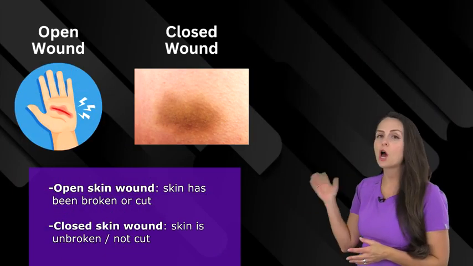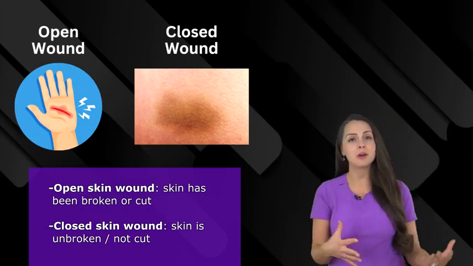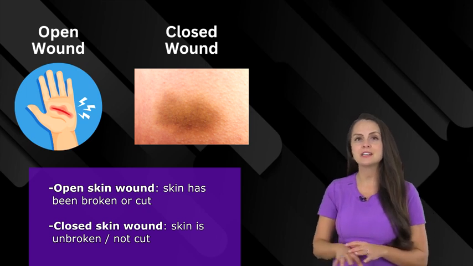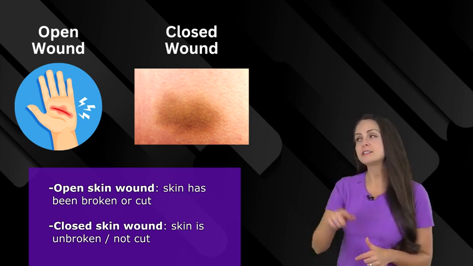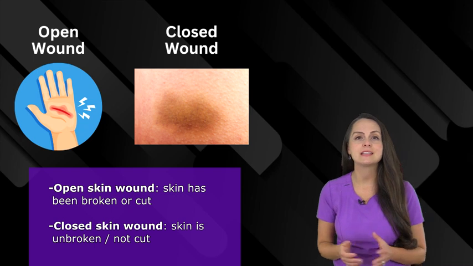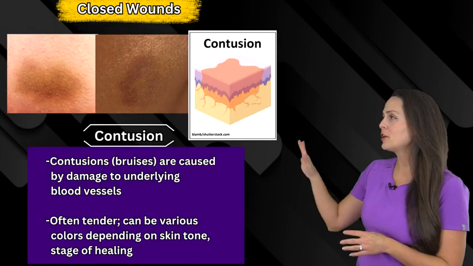So let's get started. Skin wounds can be classified as being open or closed. If we have an open skin wound, that means that skin is no longer intact, versus a closed wound where that skin is intact. First, let's go over closed skin wounds.